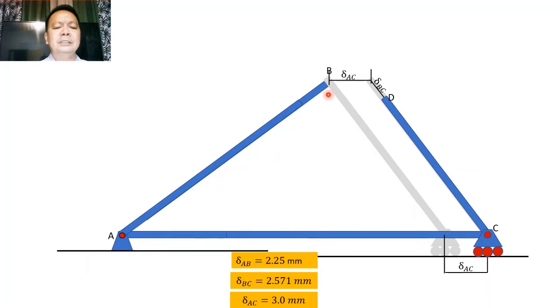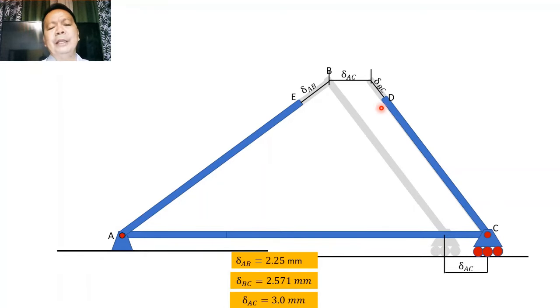Similarly, let us imagine that AB is shortened by an amount equal to its deformation of 2.25. Showing it here, let us animate that deformation. That becomes our deformation of member AB, whose magnitude here is equal to 2.25. Let us imagine that this end is called joint E.